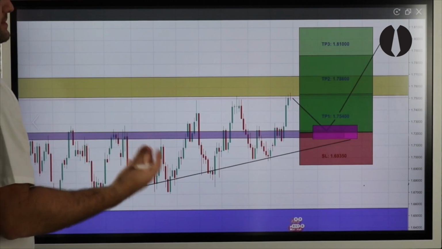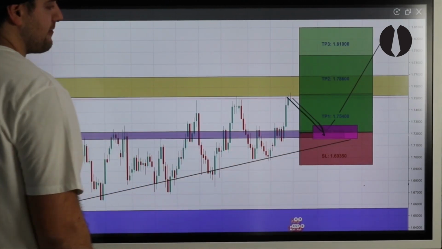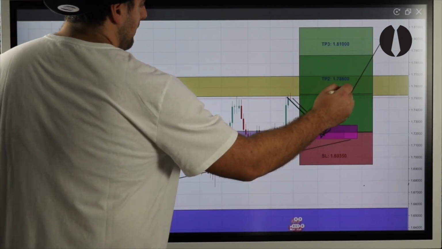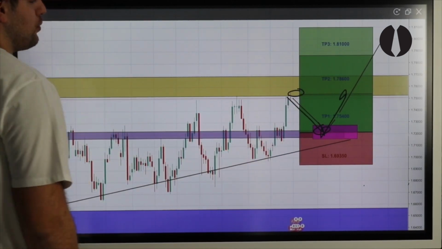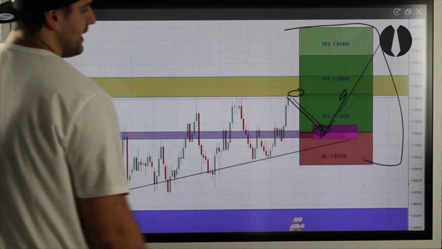But of course, the highest probability play is that price comes back for exhaustion and then sees the buy pressure it needs to at least hit TP1. Hence, this is why you're getting this signal.